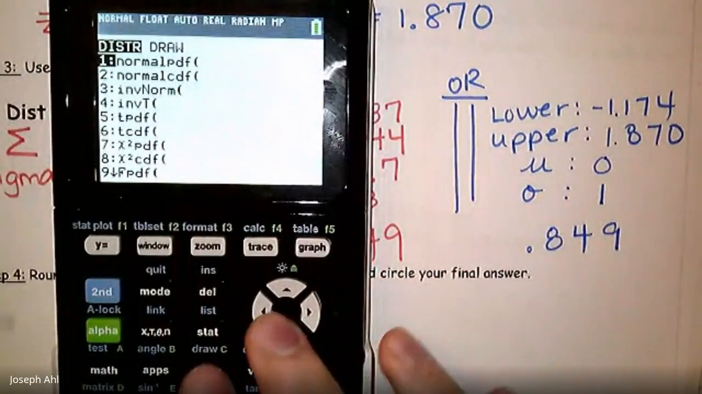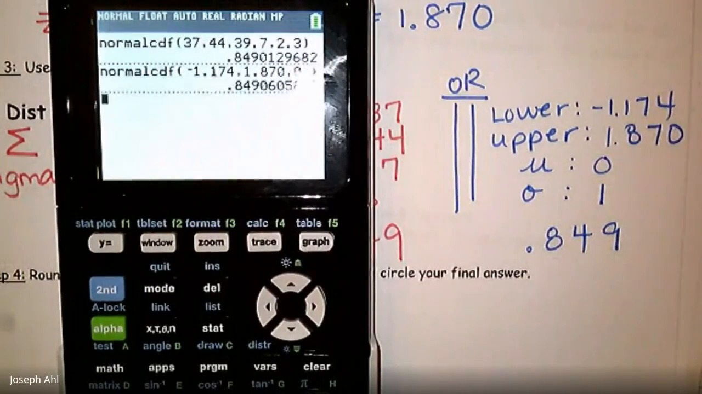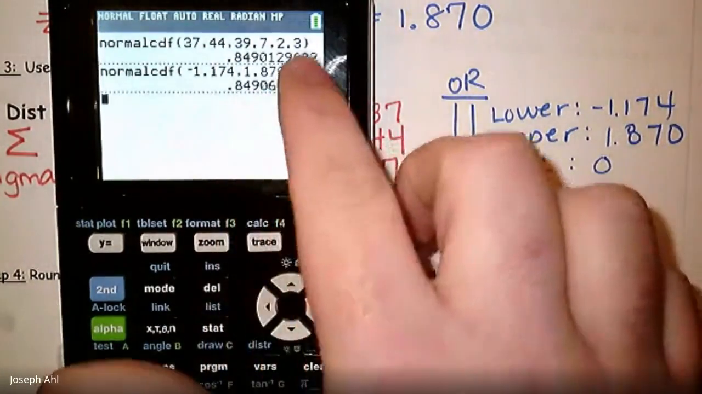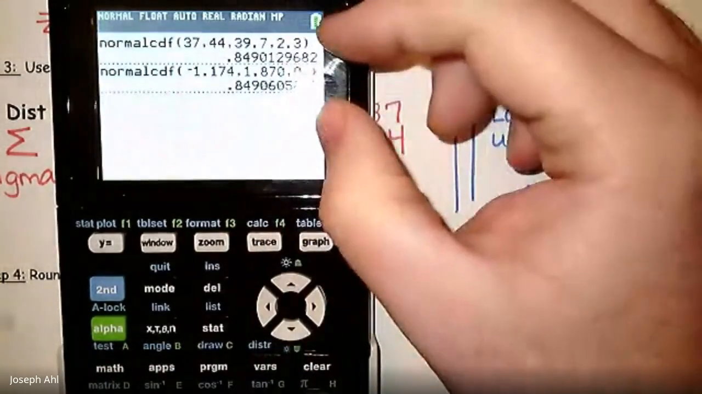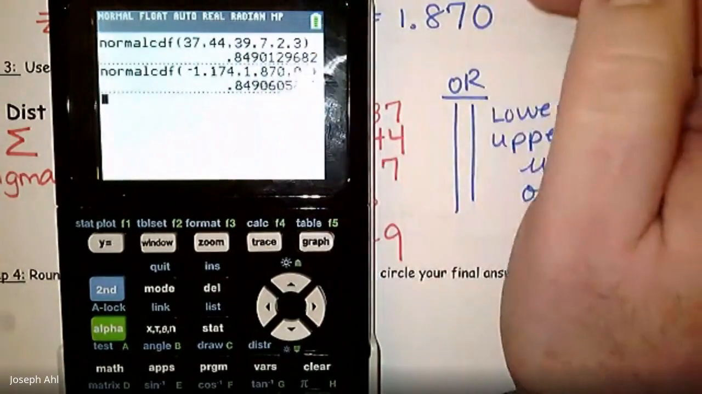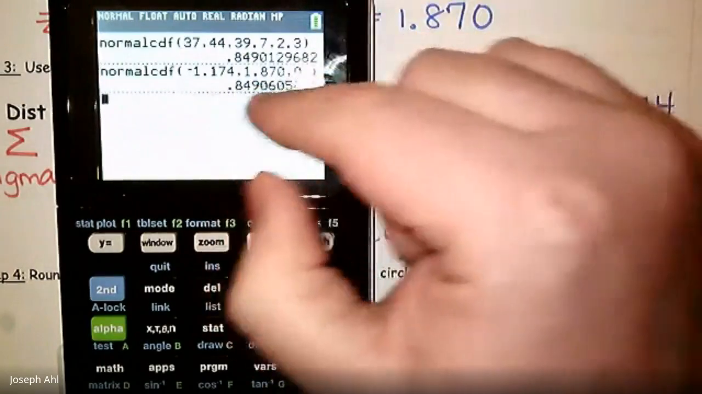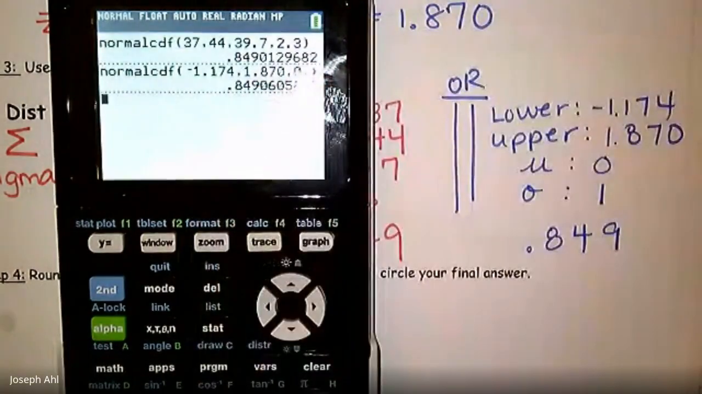Second vars, option 2, we want negative 1.174, 1.870, 0 for the mean, 1 for the standard deviation, paste it, hit enter, and I get 0.849. Now notice the 3 decimal places, those values are identical. If you go out a little bit further, because of the rounding we do with our z-scores, these are not going to be identical to one another. But notice how if I go out 3 decimal places with my z-scores, I get a fairly accurate representation of that area under the curve to 3 decimal places.